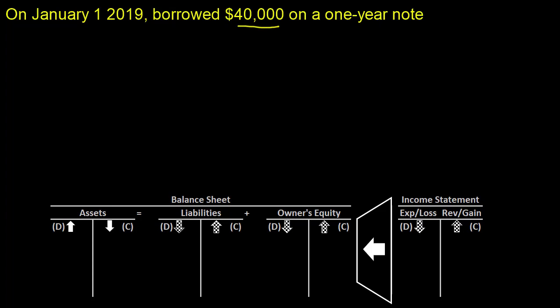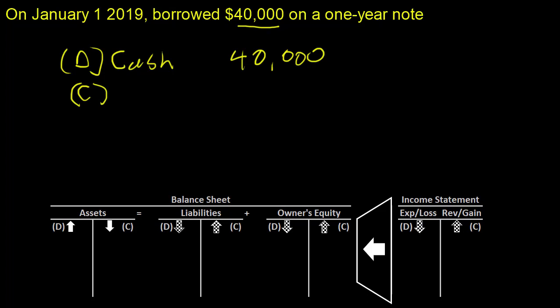So what's the journal entry for that? Well, we start with a debit to cash of 40,000. And then we're going to have a credit. So we got the cash. We always start with things we can touch. We got the cash, so 40,000. You can put a $ sign here if you like.